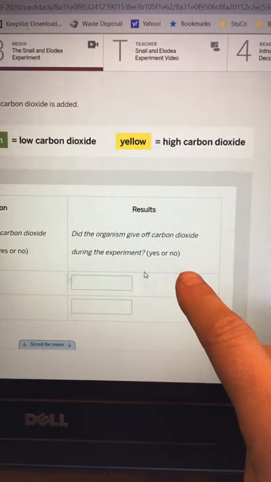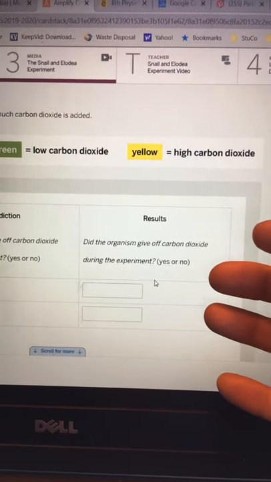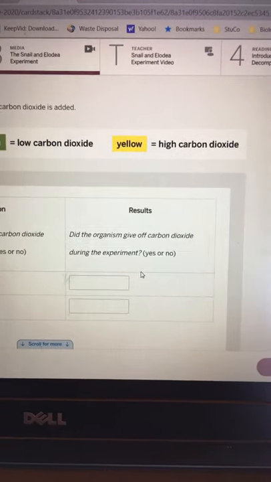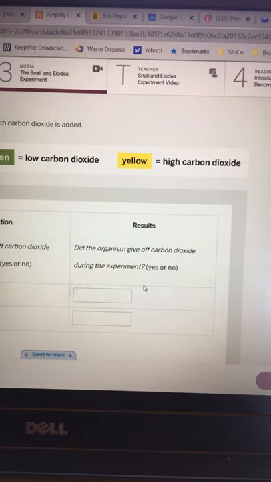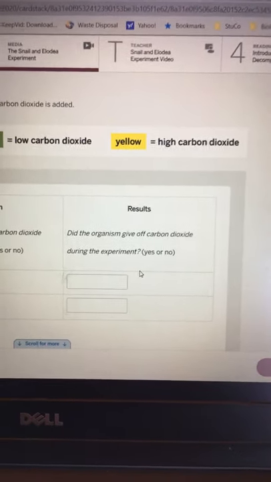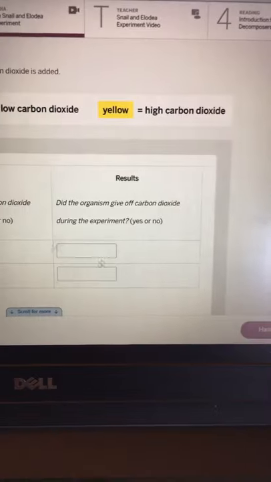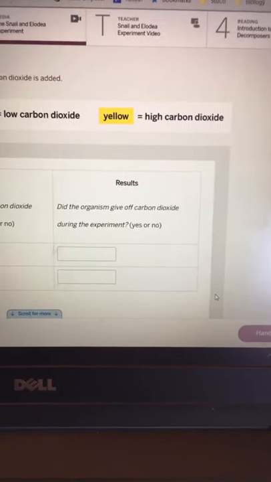Did the organism give off carbon dioxide during the experiment? Yes or no? You guys will actually be able to see the results and it'll tell you, all right, vial A remained blue because it had nothing in it. The vial with Elodea in it was this color. Then you guys will be able to look at this key and see, oh, look, there was a low amount of carbon dioxide, or high, or none. Okay, and then same with the snail. You guys will be able to see the results of the snail.